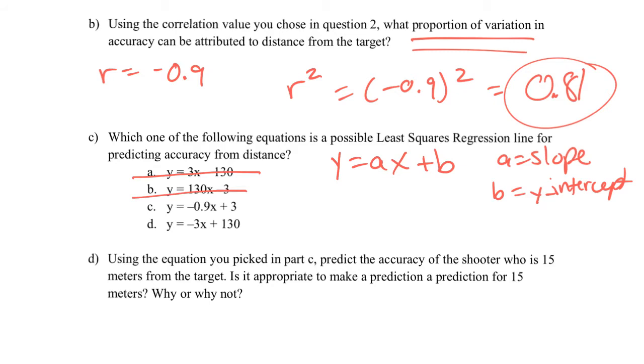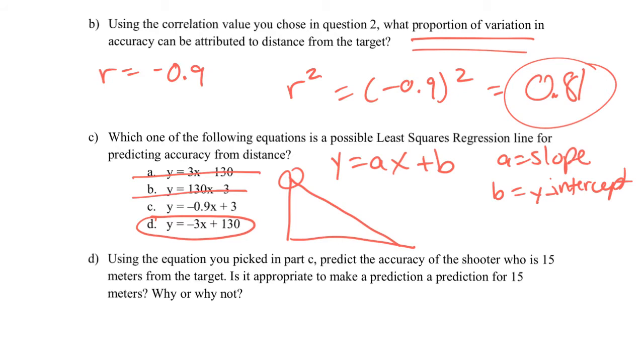This is where I would look at the y-intercept. Our graph kind of looked like this. It started way up here, so it definitely didn't start at 3. That means the only one that's reasonable is part D. The R is not going to be the slope. We notice for part C, negative 0.9 was our correlation, our R. That's not the slope. The slope in this case is negative 3.